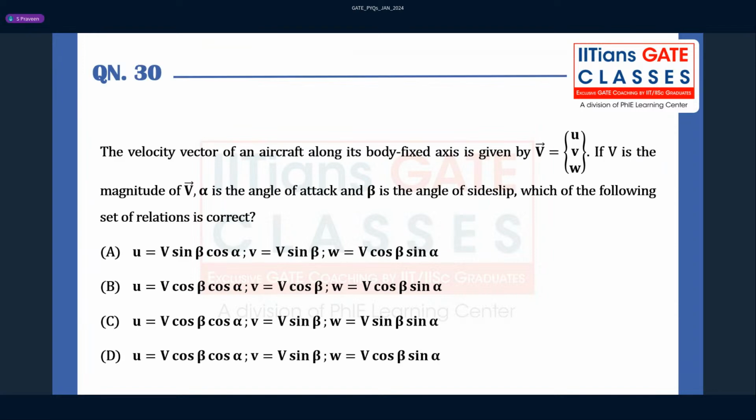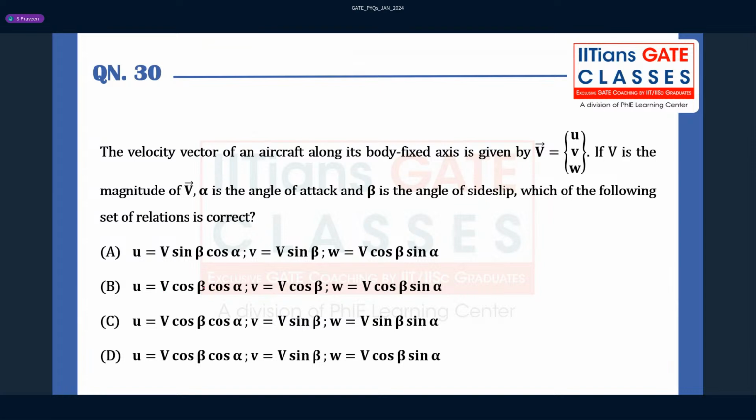The velocity vector of an aircraft along its body fixed axis is given by v vector equal to u, v, w. If V is the magnitude of velocity, alpha is the angle of attack, and beta is the angle of sideslip, which of the following set of relations is correct? So we have four relations: u equal to V sine beta cos alpha, v equal to V sine beta, w equal to V cos beta sine alpha.